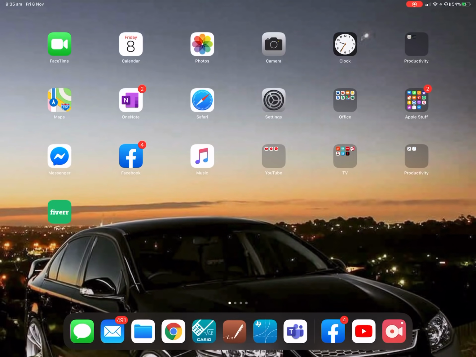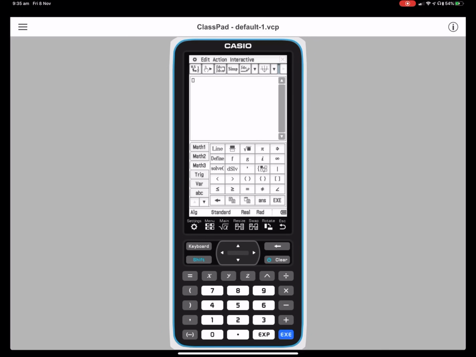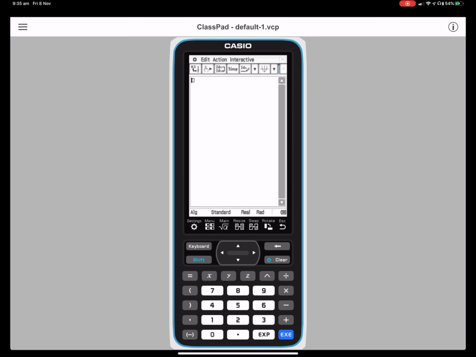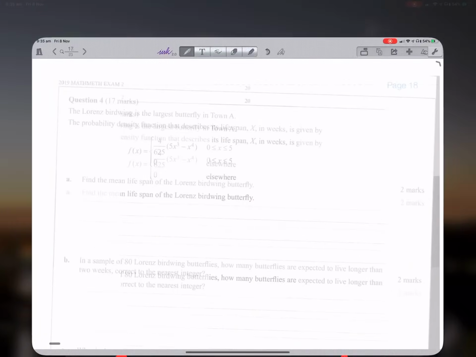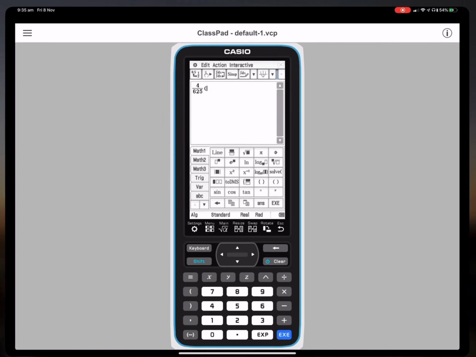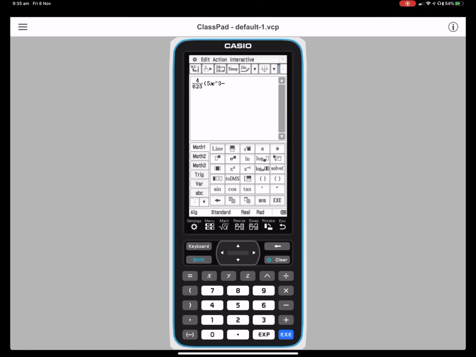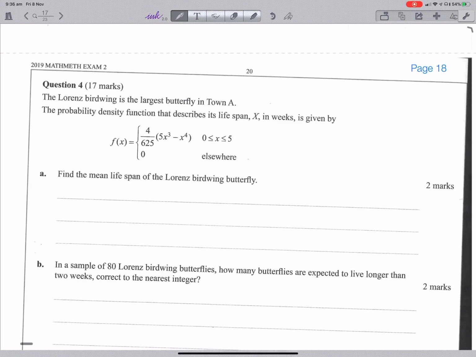Okay, 4 on 625. Let's get rid of everything. 4 on 625 times 5x cubed minus x to the power of 4. Define it as f of x. Find the mean. So the mean is the integral from 0 to 5 of x times f of x dx.